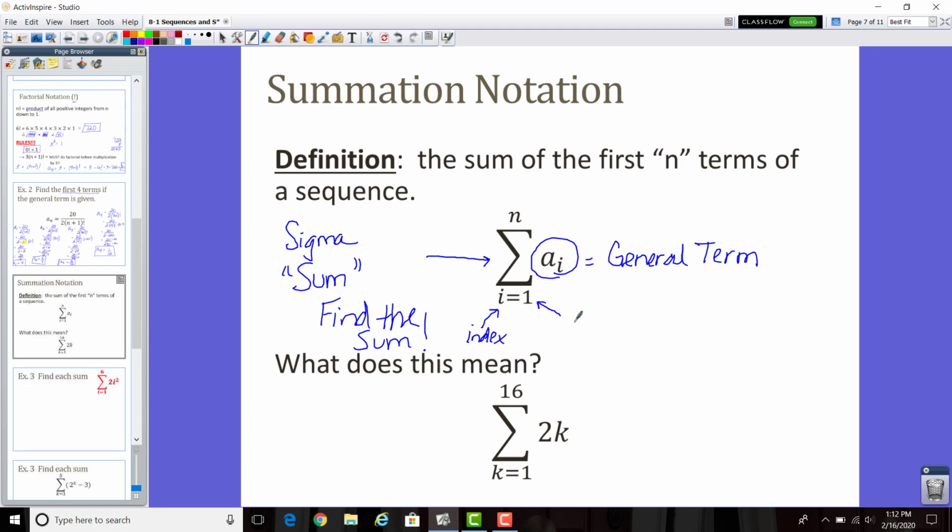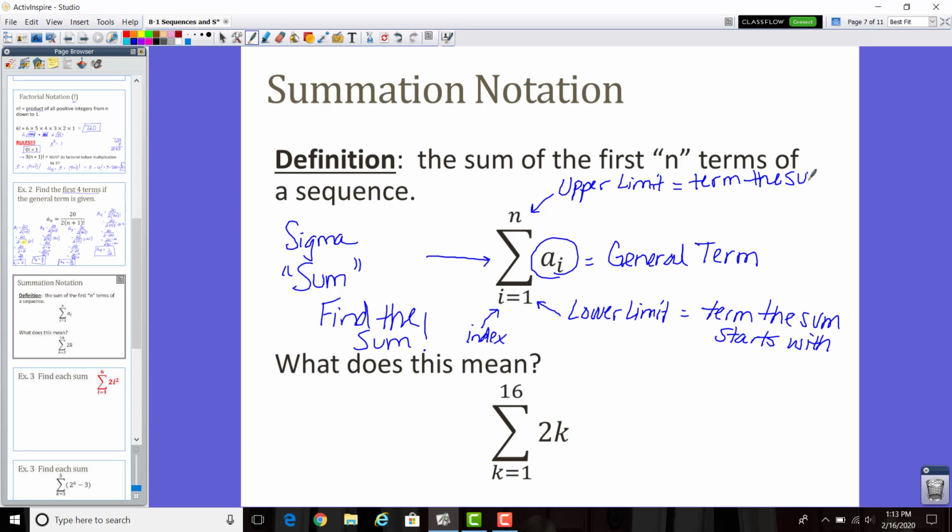The number that that index is equal to is what we call the lower limit. That lower limit describes the term the sum starts with, because it's not always going to start with 1. Okay, it can start with anything. So if i is equal to 7, then that means the 7th term is the first term of my sum, or I'm starting that sum with the 7th term. Up here is going to be a number that represents our upper limit. Well, if the lower limit is the term the sum starts with, the upper limit is the term the sum ends with.